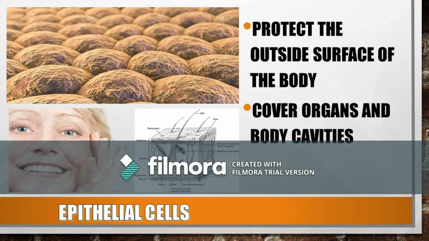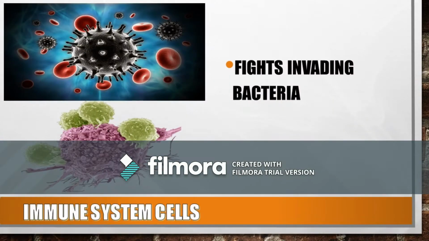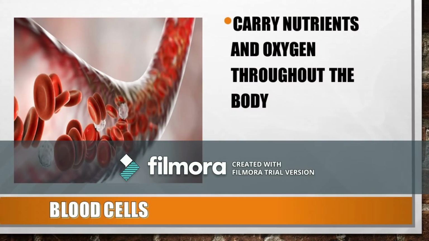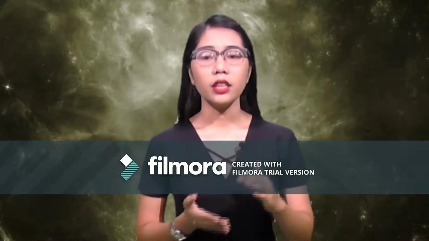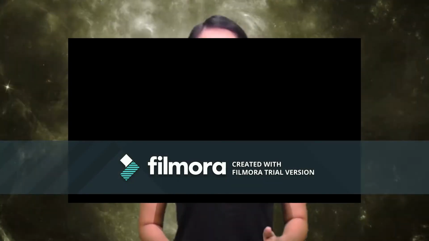For example, epithelial cells protect the outside surface of the body as part of the skin and cover the organs and body cavities within. Bone cells build up bones to provide support for the body. Cells of the immune system fight invading bacteria. Blood and blood cells carry nutrients and oxygen throughout the body while removing carbon dioxide. Each of these cell types plays a vital role in the growth, development, and day-to-day maintenance of the body.